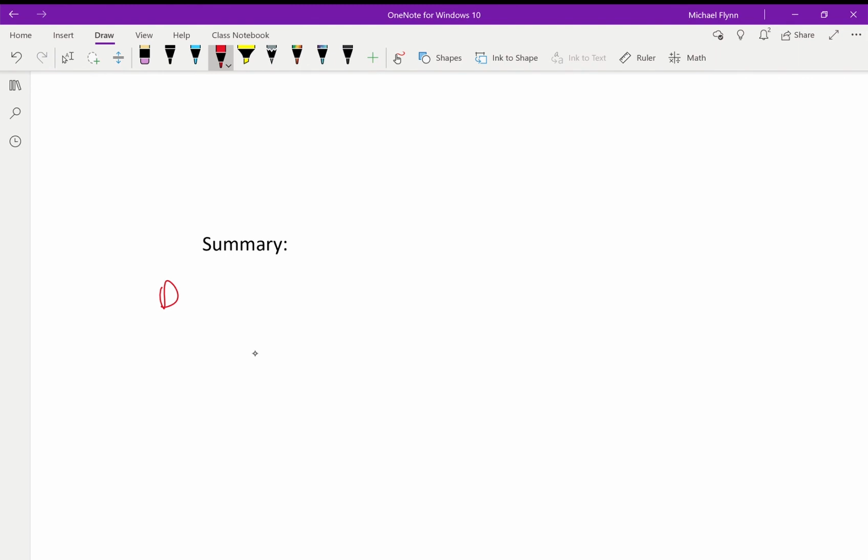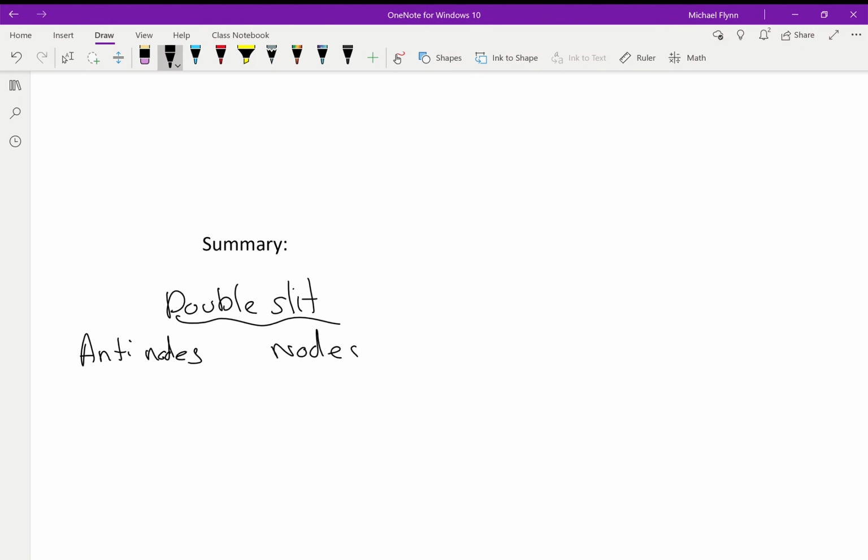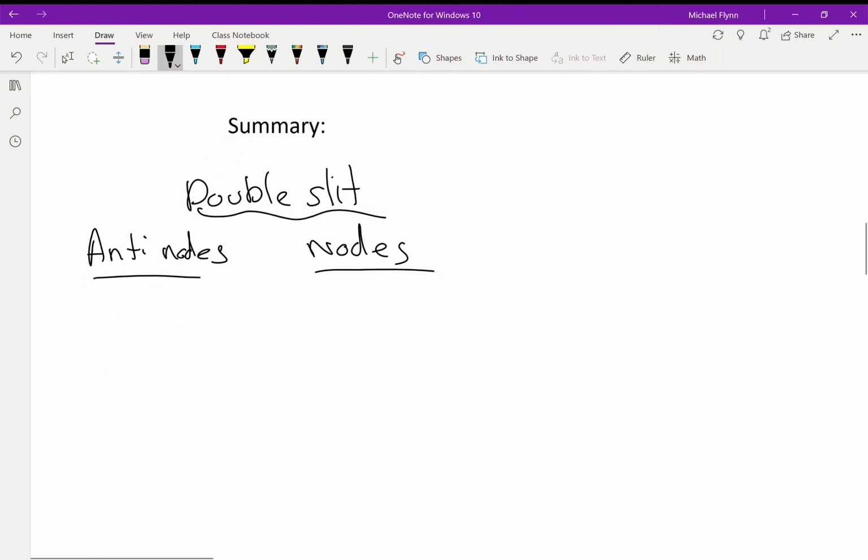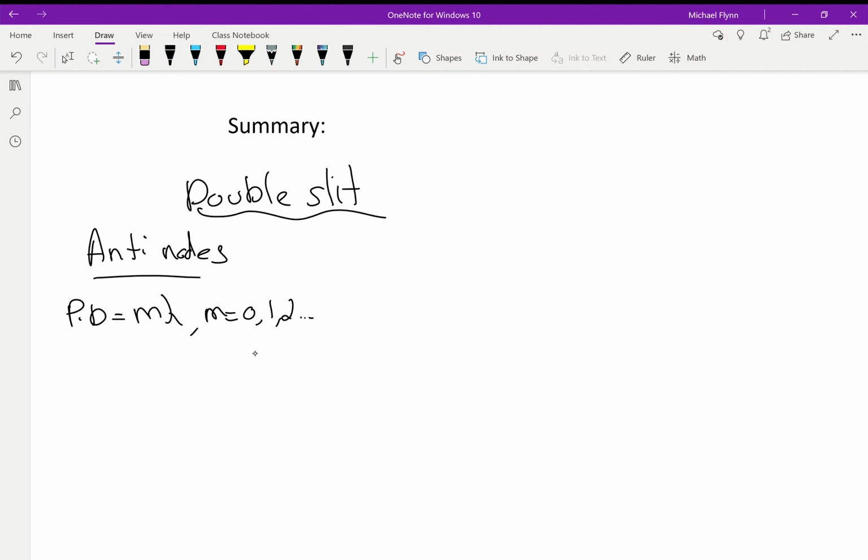So here, I'm going to summarize double slit. Black. Double slit. And I'm just going to organize it like this. I'm going to write antinodes and uncle nodes. Just kidding. Okay. So, what's the deal with double slit antinodes? For double slit, if the path difference is m lambda, where m starts at 0, okay, actually I'm going to give myself a little more room.